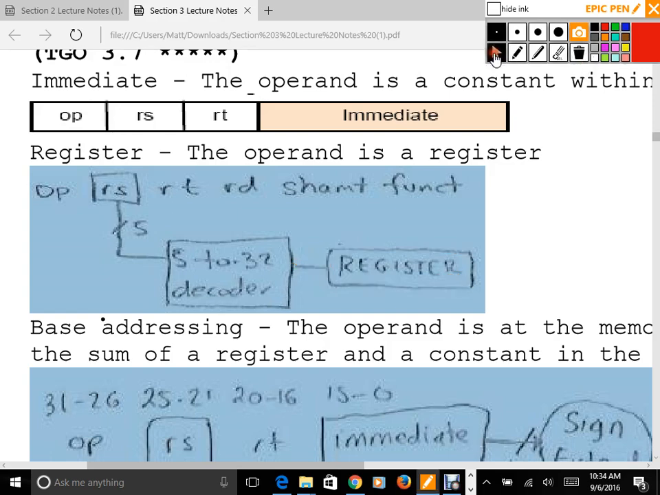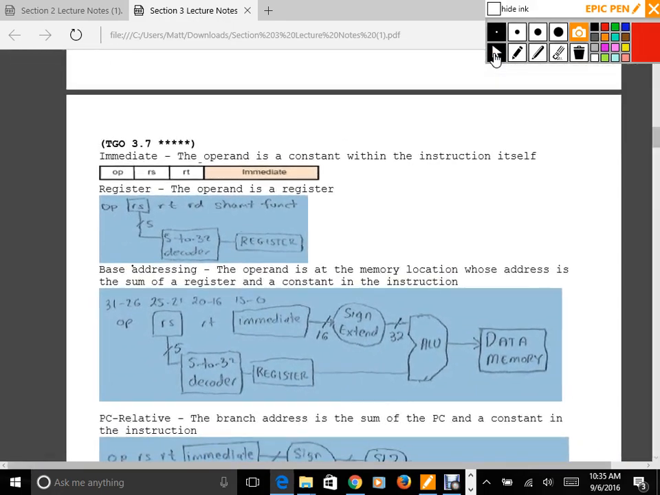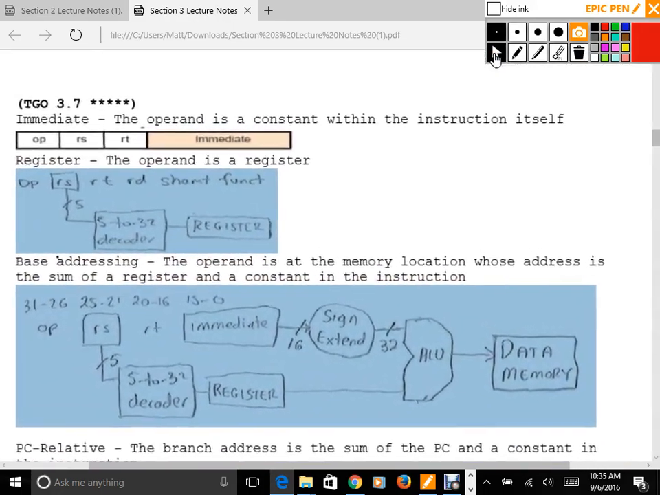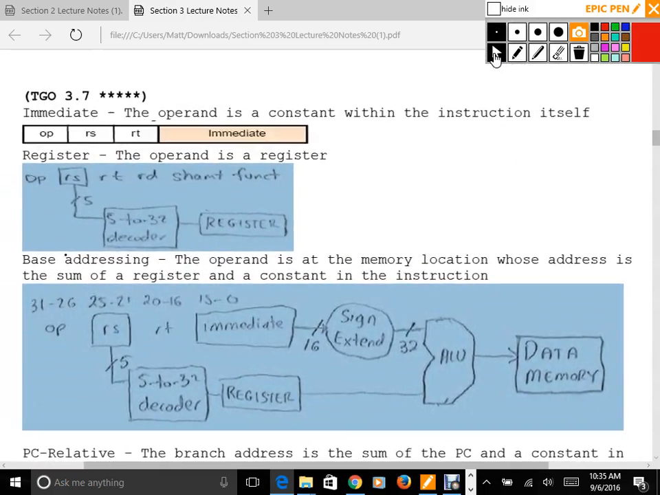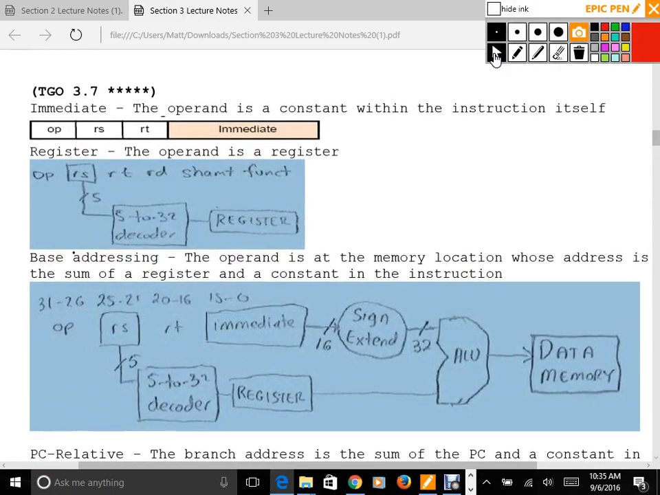Okay, so the next one, let me zoom out here, and I will read it, and then I'm going to zoom in here because this is kind of an important concept. Base addressing. So this is how we do loads and stores. This one here, you will see this over and over again. This is the physical manifestation of a pointer, for those of you who had C++ or C.